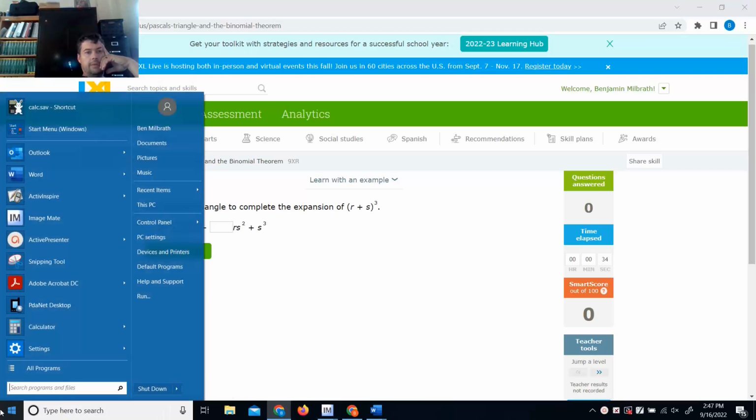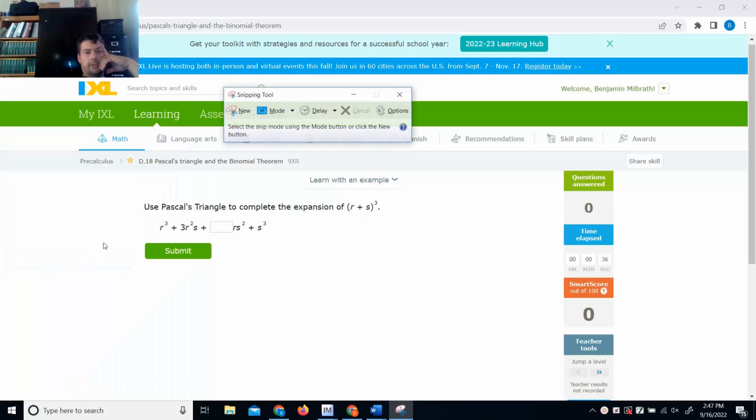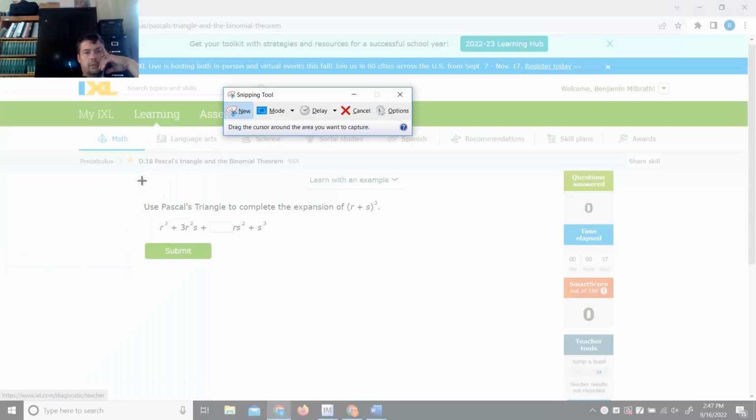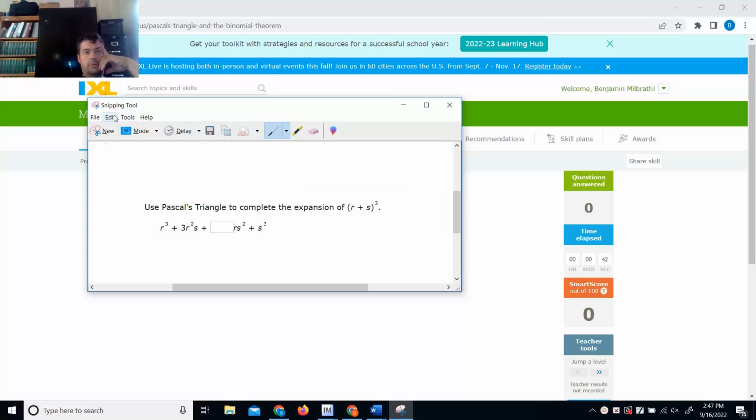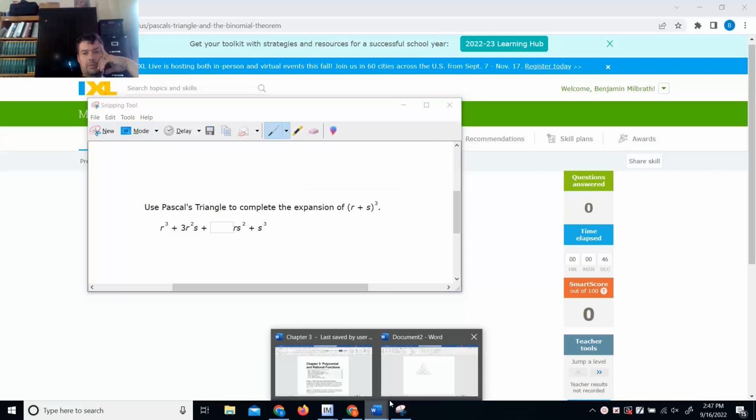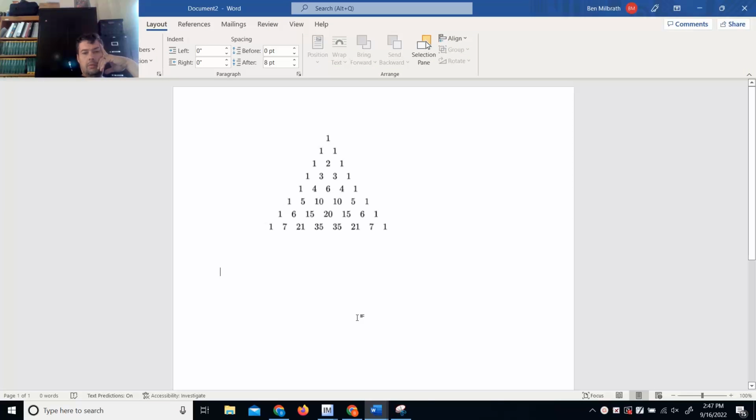Alright, so here's the video where I actually do a little bit of this stuff in IXL for you. We're doing r plus s cubed. We're finding a missing term. Shouldn't be too hard. So since it's cubed, I'm looking at the fourth row, right? That's what I'm looking at.